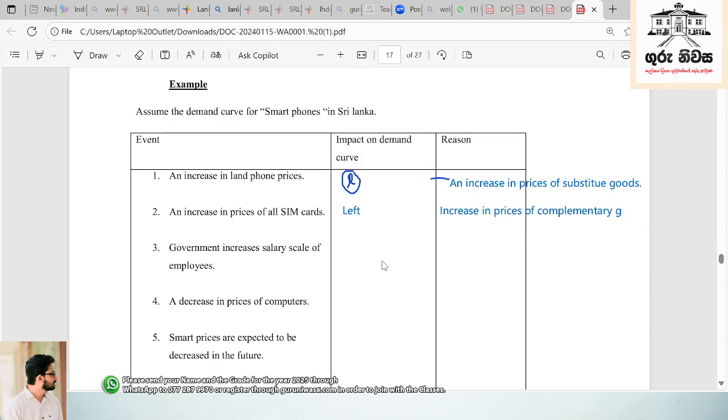Alana, agree or not? Agree, sir. Okay, then the demand curve shifts to the right. Our concern good is, remember, smartphones. The reason we can say: increase in consumers' income, increase in buyers' income. Okay.